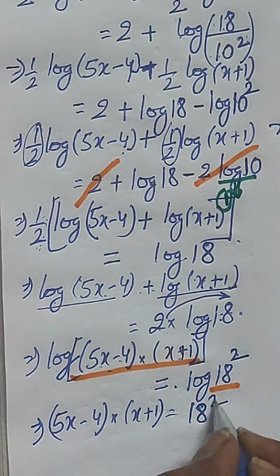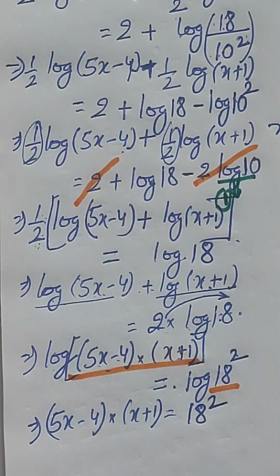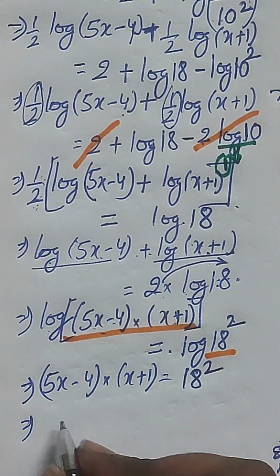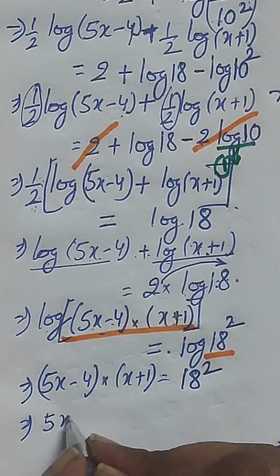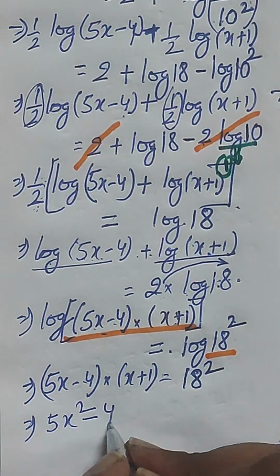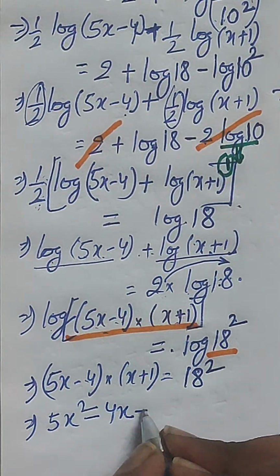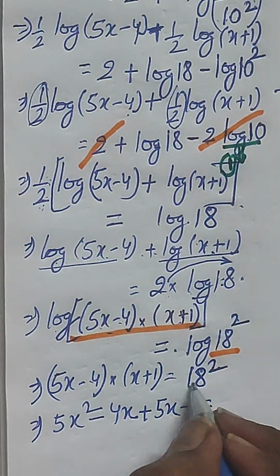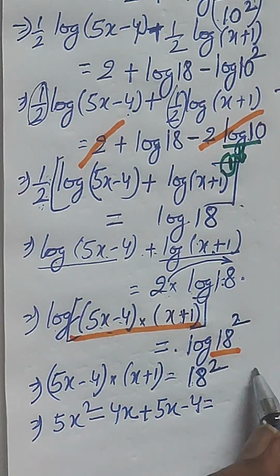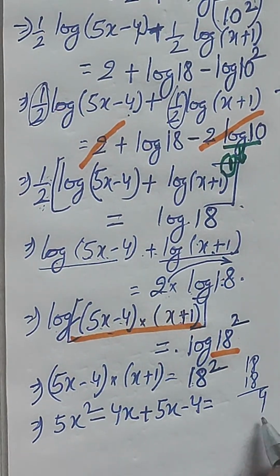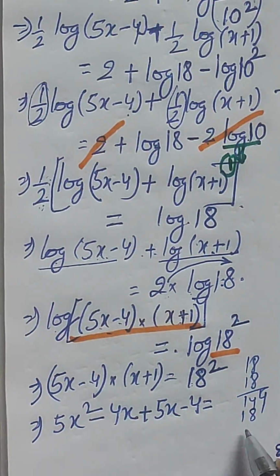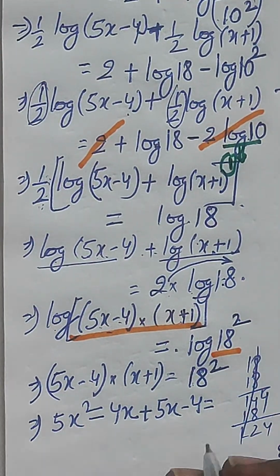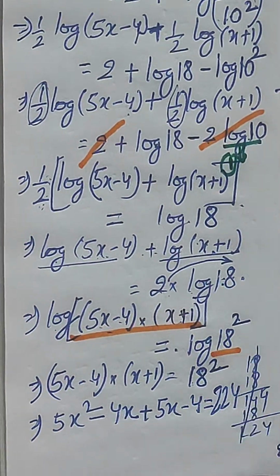So you can see again we are just arriving at a quadratic equation, right? So we are able to solve it, right? So here just split it, 5x into x will be 5x square minus 4x plus 5x minus 4 is equal to 18 square. 18 square is 18 into 18 is 64. It's coming as 224, right?